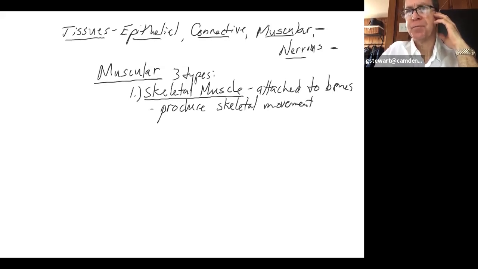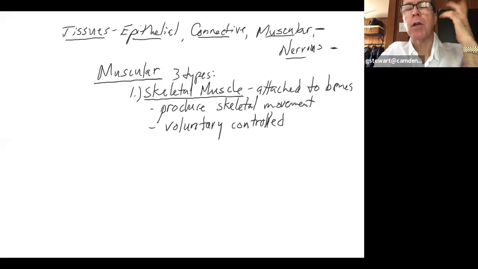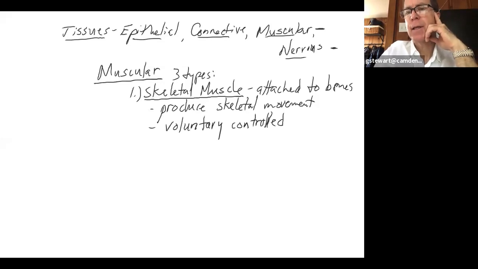this type of muscle is voluntarily controlled. So we have conscious control over these muscle contractions. If you want to raise your arm, you raise your arm. You want to take a step forward with your leg, you can do it. You can control those actions with your brain consciously. The muscle cells, which are called fibers, are very long and cylindrical or cylinder shaped.